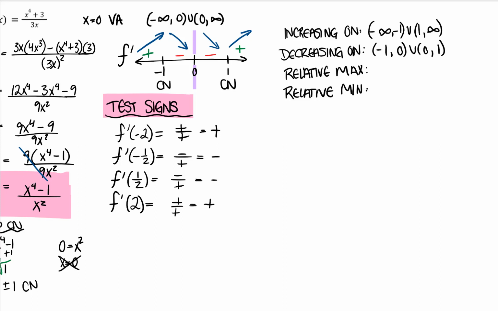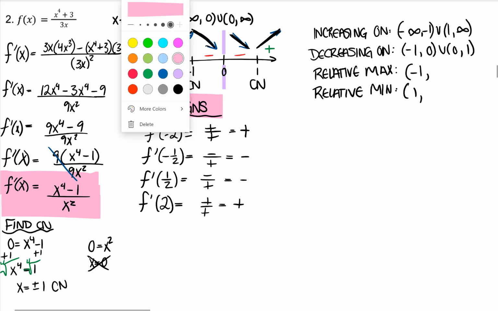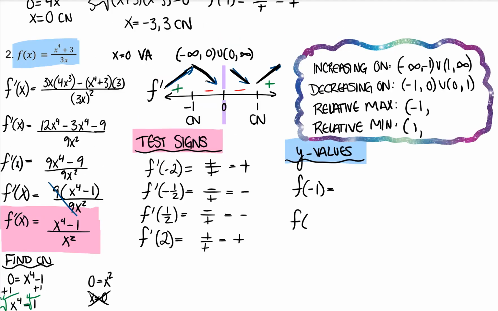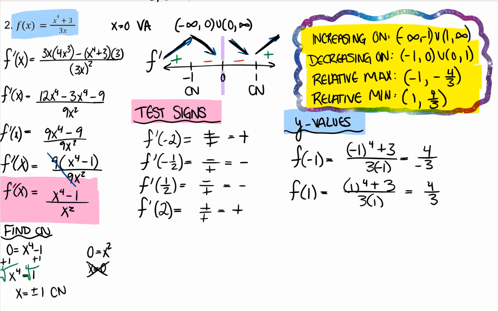Our relative max occurs when f prime goes from positive to negative, so at -1. Our relative min occurs when f prime goes from negative to positive, so at 1. We'll plug those in to find the y values. Remember, we're plugging these into the original function. And there is our complete answer.